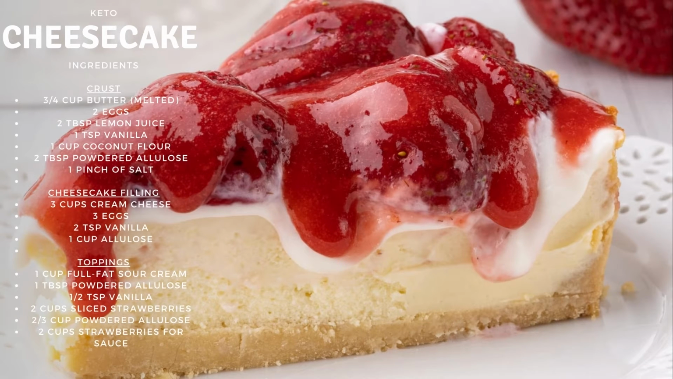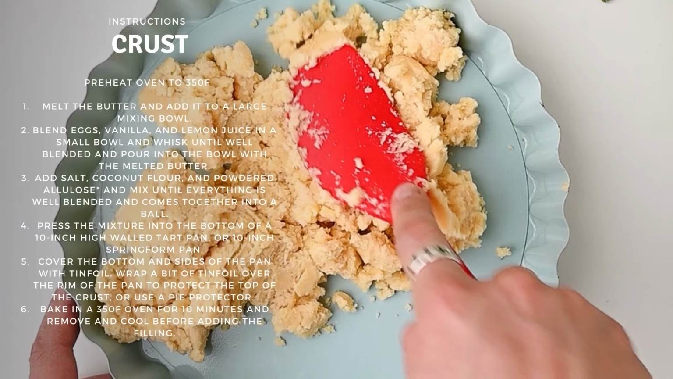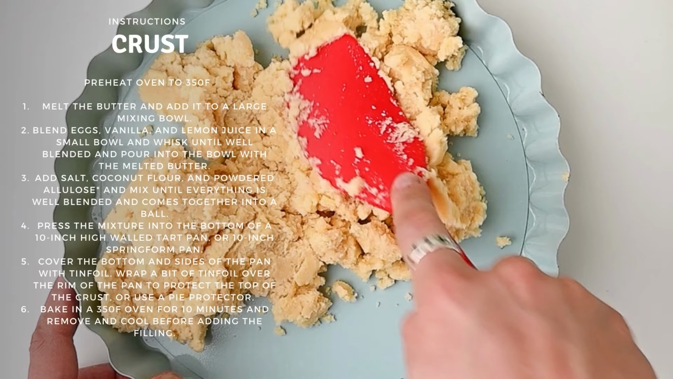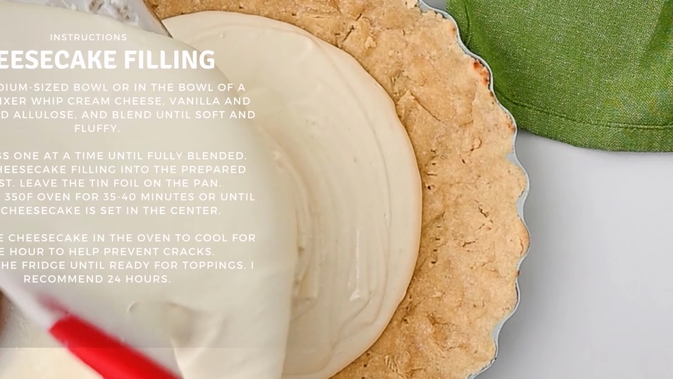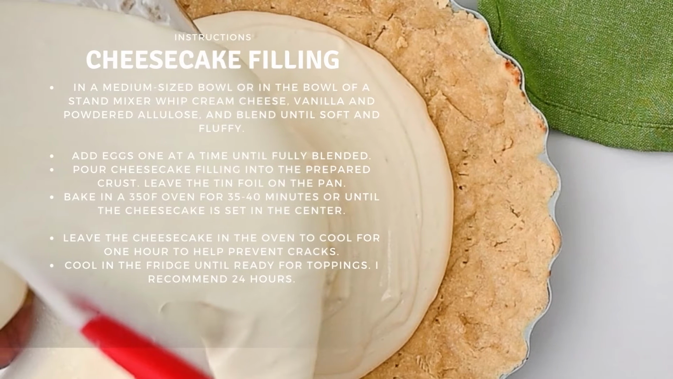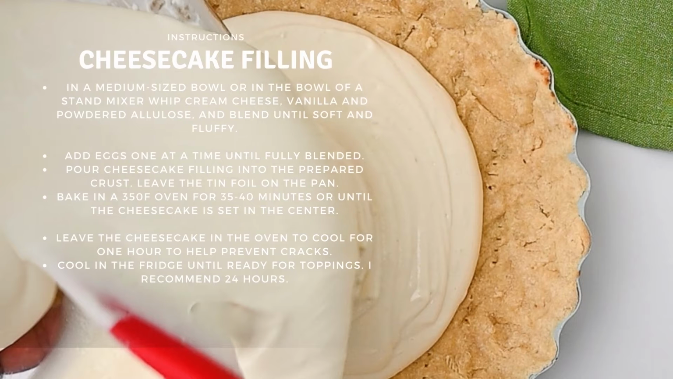Okay, we're gonna break down how to make the crust. You want to make sure that you have your butter, and basically you're going to mix all of the ingredients listed together for the crust. You're going to bake it in the oven for about 10 minutes, and then move on to the cheesecake filling, which is listed here. You want to cool it in the fridge though, remember that, for about 24 hours.